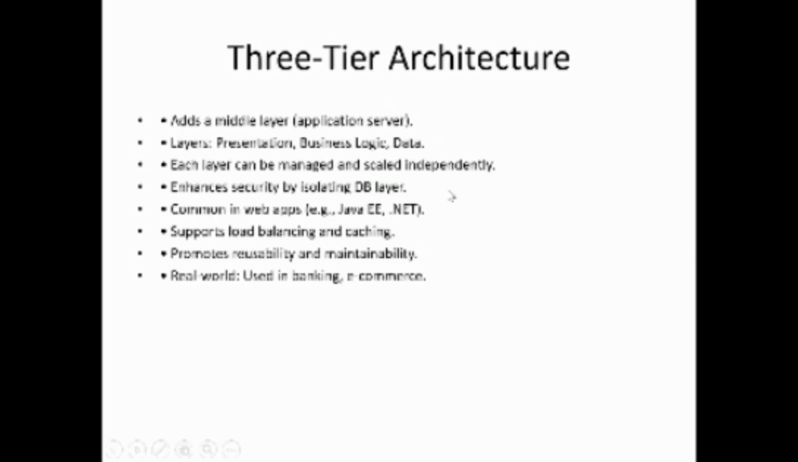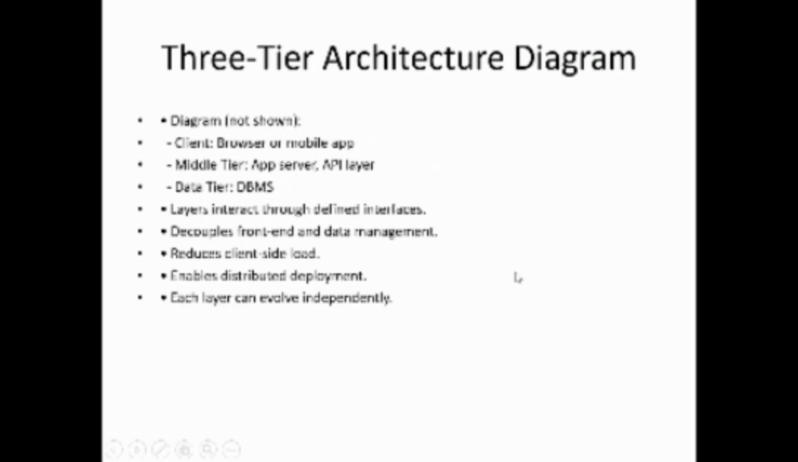Next, three-tier architecture. It adds a middle layer, that is the application layer. So the layers are presentation, business logic, and data. Each layer can be managed and scaled independently. It enhances security by isolating the DB layer, common in web apps. Example: Java EE and .NET. It supports load balancing and caching. It promotes reusability and maintainability. In the real world, it is used in banking and e-commerce.